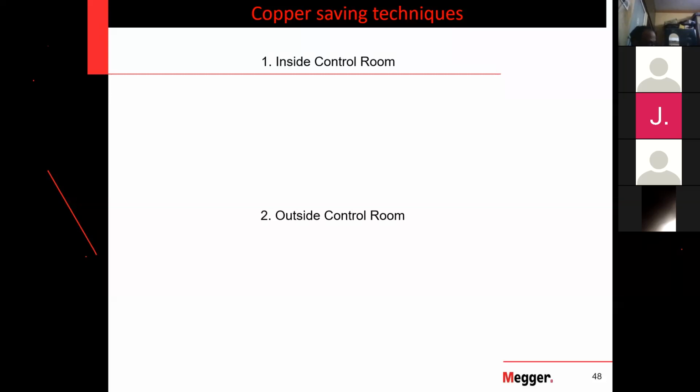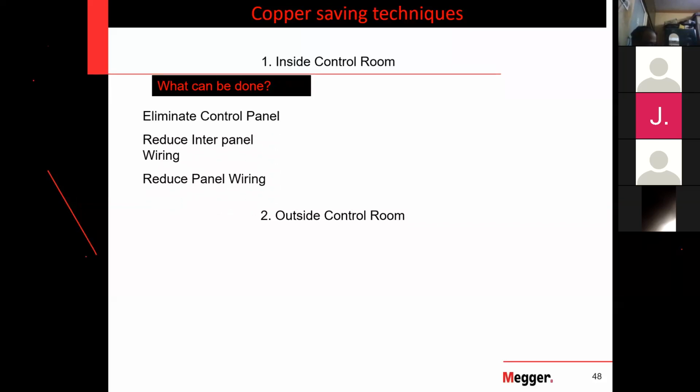Okay. Inside the control room, what can be done? We can eliminate control panel, reduce inter-panel wiring, reduce panel wiring. Now one by one we have to understand what it is talking about. We spent the first 5-10 minutes understanding what a control panel is. Now we are saying we don't want a control panel. Unless we understand what a control panel is, we cannot eliminate it. That is the idea of talking about it. So let us see the solution: how we are going to eliminate the control panel. We are going to eliminate it using BCU. BCU stands for Bay Control Unit.